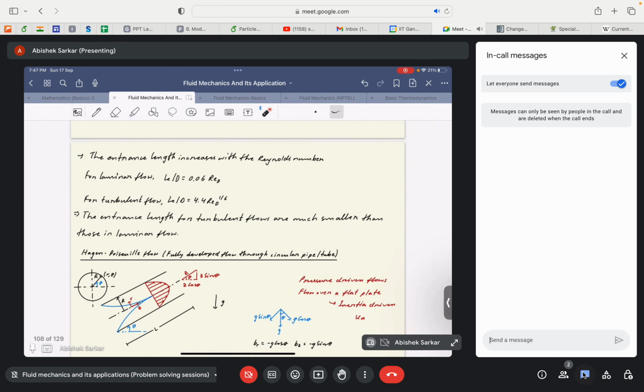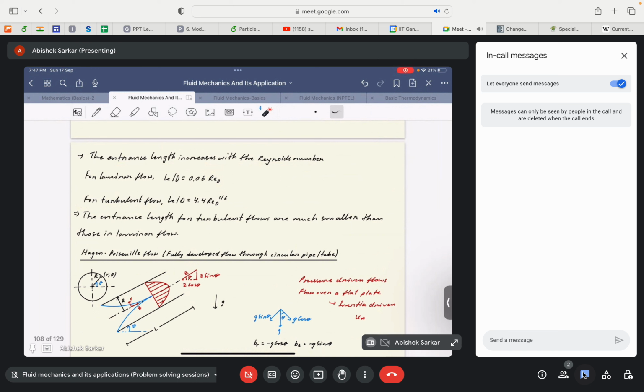Again, the entrance length of the pipe increases with the Reynolds number. In the case of a laminar flow, the ratio of the entrance length to the diameter is given by 0.06 Re_D. Re_D emphasizes the fact that this Reynolds number has been determined with respect to the diameter of the pipe, taking diameter as the characteristic length scale. Similarly, in the case of turbulent flow, the ratio of the entrance length to the diameter is given by 4.4 Re_D to the power 1/6.